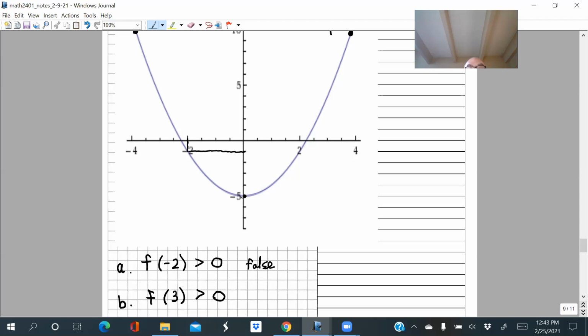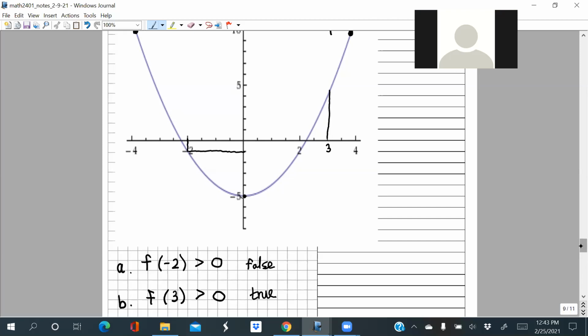On the other hand, what about f of 3? Looks like 3 would be true because the y values are all the way up there. When you compute f of 3, you're going to go up here, and I'm not sure where that ends up. Looks like it's around 4 or 5, but it doesn't matter exactly what the value is. It's greater than 0. So this is true.